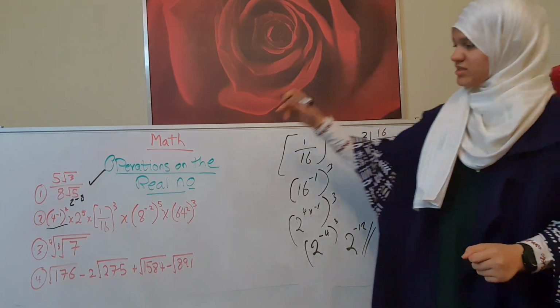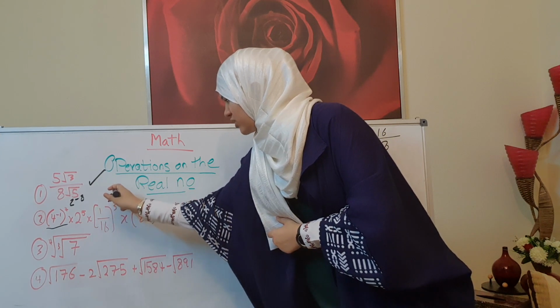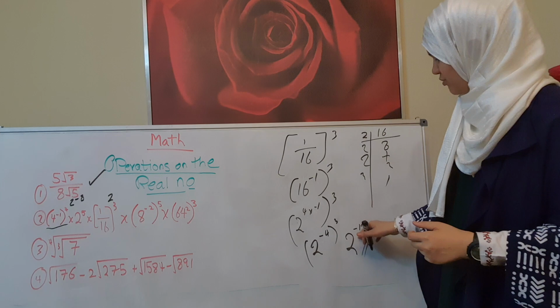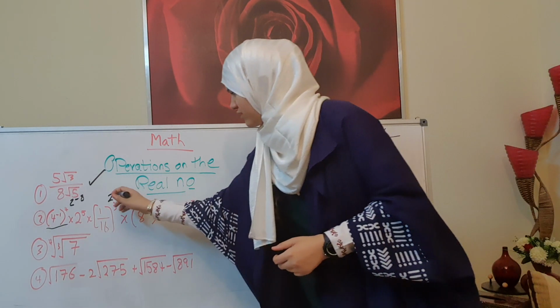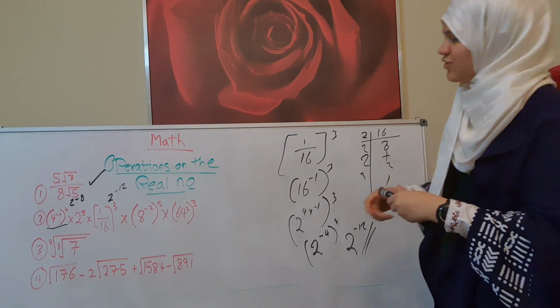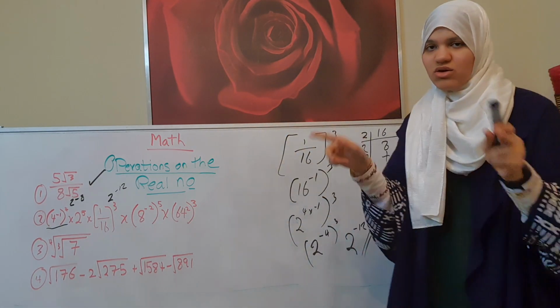Okay, this is the third part we solved. The third part is 2 to the power of negative 12. Now the fourth part says: 8 to the power of negative 2, the whole to the power of 5.